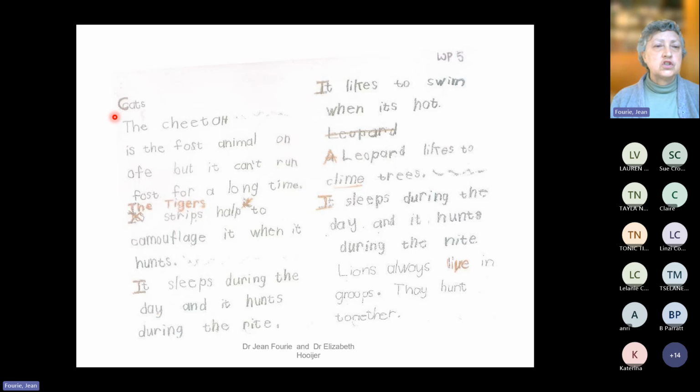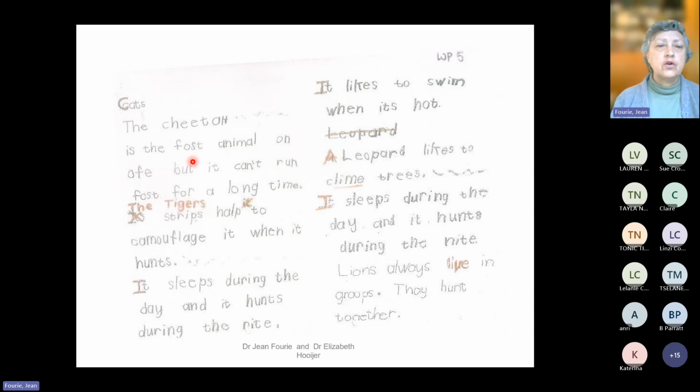Okay, so we start at the top, and this is a heading. So headings always have a capital, so we're going to change the lowercase k to an uppercase C for cats, and the child makes that change. We read together. The cheetah is the fastest, but this is not spelt as fastest, it's spelt as fast. The teacher makes a mental note that they'll come back to that later, and we'll teach fast, faster, fastest, those words.